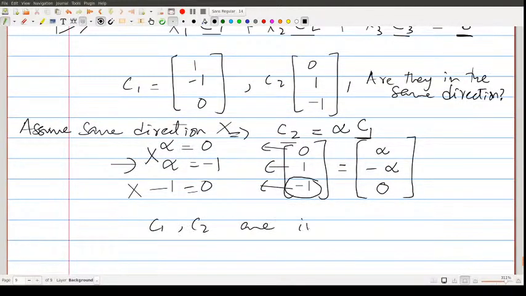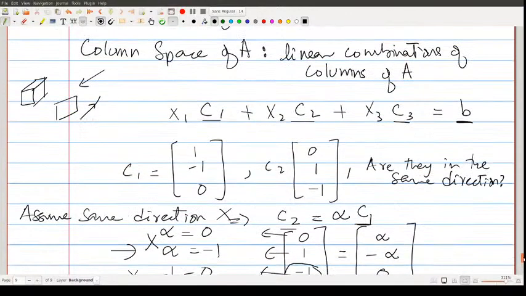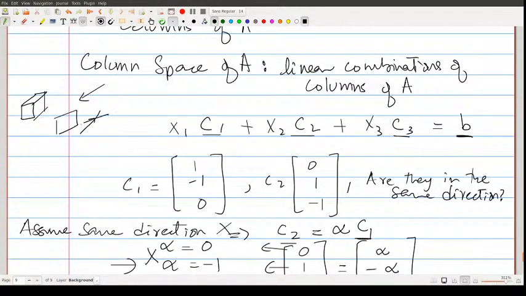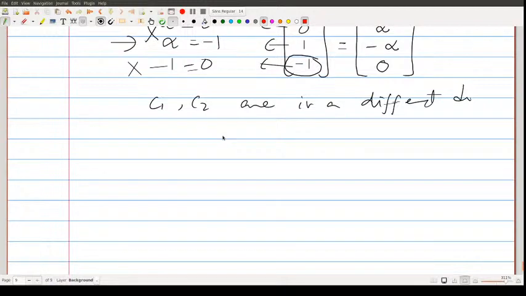I got a contradiction, which means my assumption was wrong, which means C1 and C2 are in a different direction, which means I have at least ruled out that the column space will be a line. It can't be a line, because if it were a line, then I would have gotten all vectors in the same direction. So at least I know that C1 with C2 gives me a plane. So at least this much I know for a fact, that this linear combination of C1 and C2 will give me at least the two-dimensional plane.